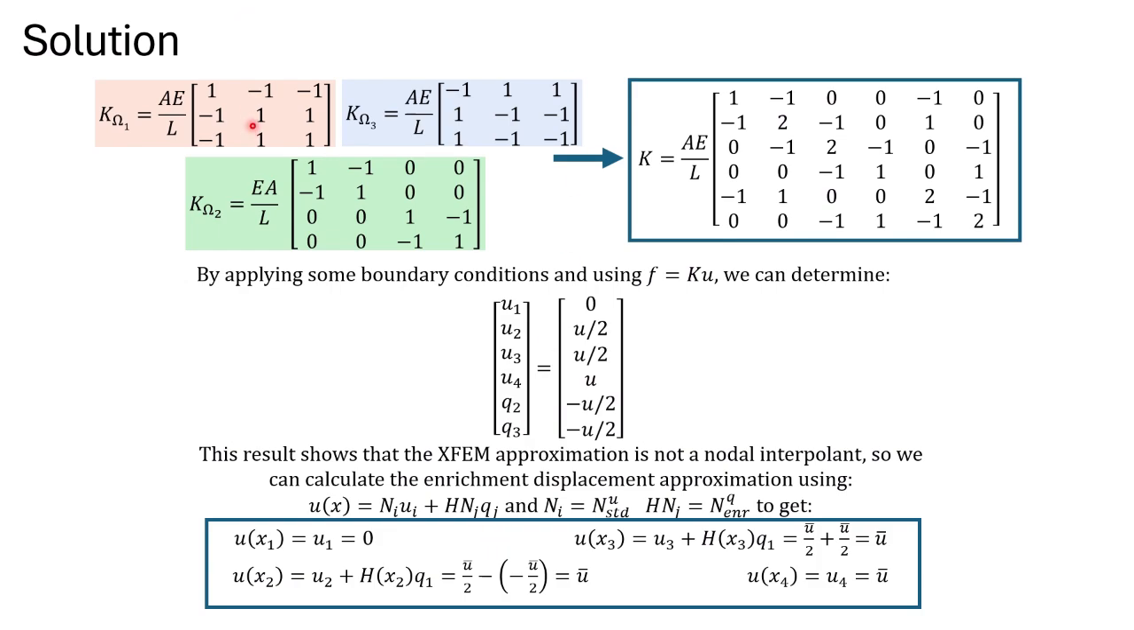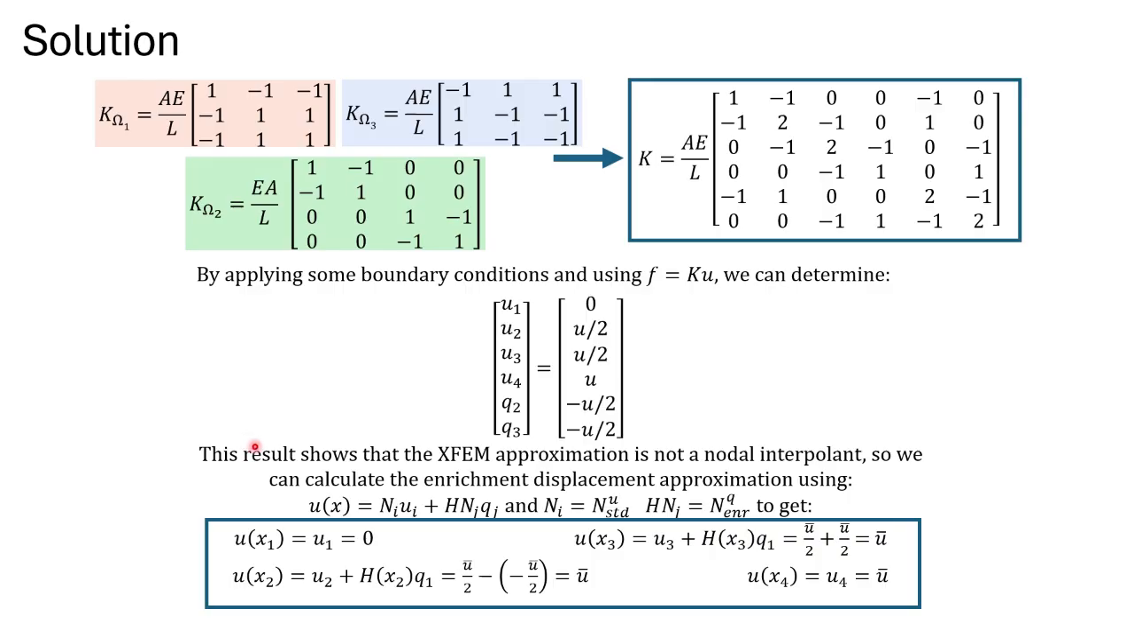And then for our final solution, we need to combine all of the K elements to get our stiffness matrix for our full system. Doing that, we get this combined matrix here with AE over L in the front. And then we can apply some boundary conditions and use the equation F equals K times U that we've discussed in class. And we can determine the displacement at each of our nodes, and then the extra degrees of freedom for our enriched nodes.